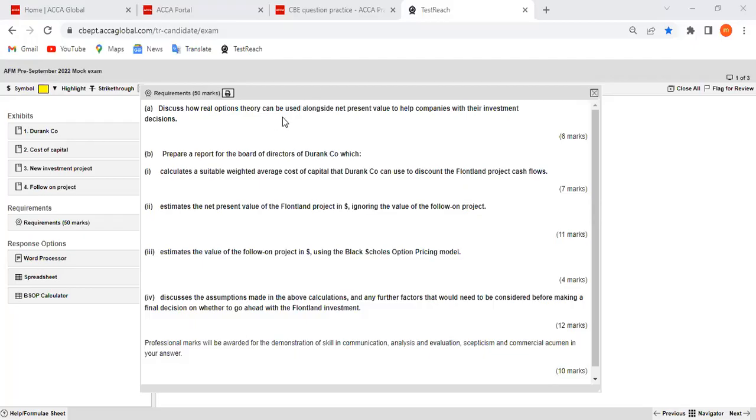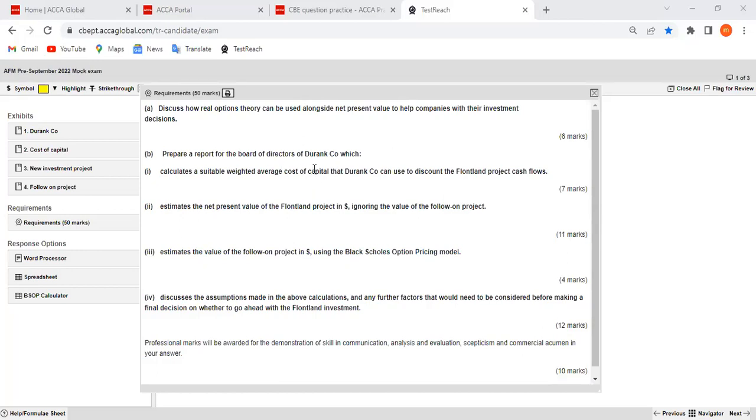Discuss how real options theory can be used alongside net present value to help companies with their investment decisions. Those students who are my previous students already know that in this company, the examiner has already tested the same requirement.